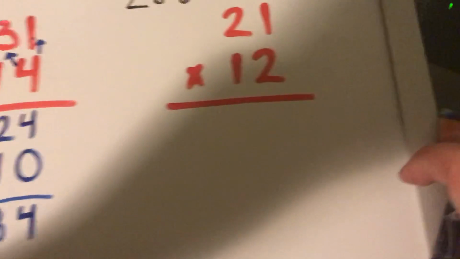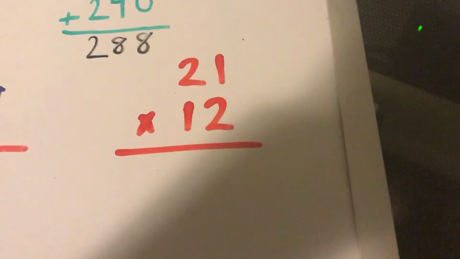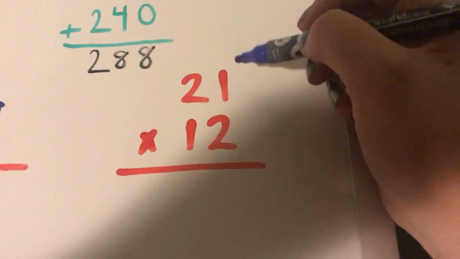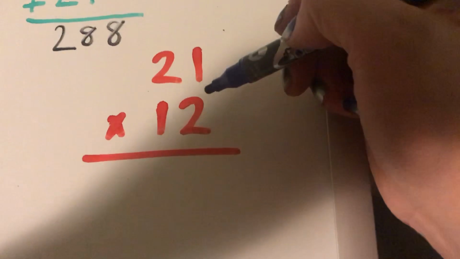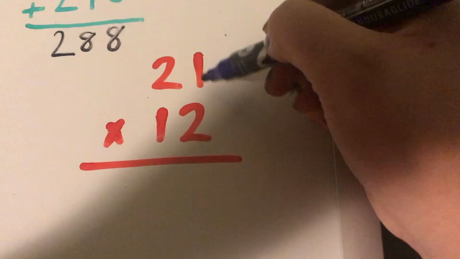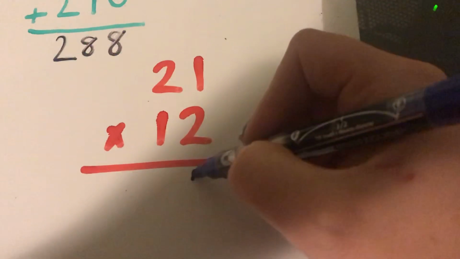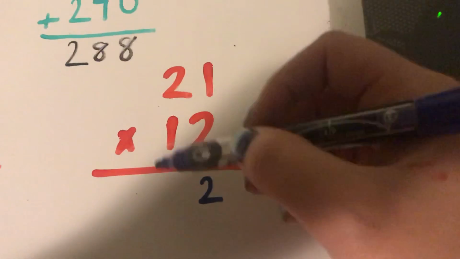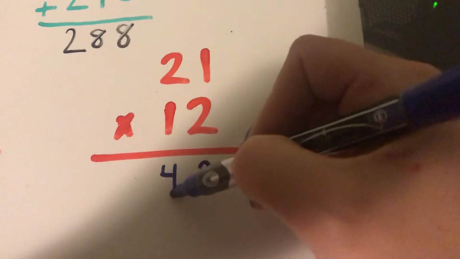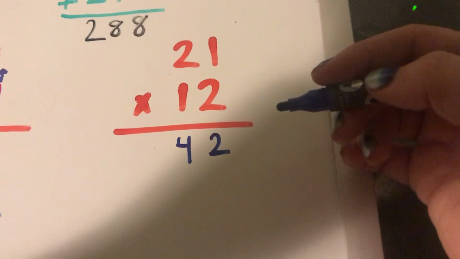Let's take a look at letter B in section 1. Okay, so here we have 21 times 12. So we're going to multiply first like we already know how to do. 2 times 1 is 2. 2 times 2 is 4. Okay, do you know what the next step is?